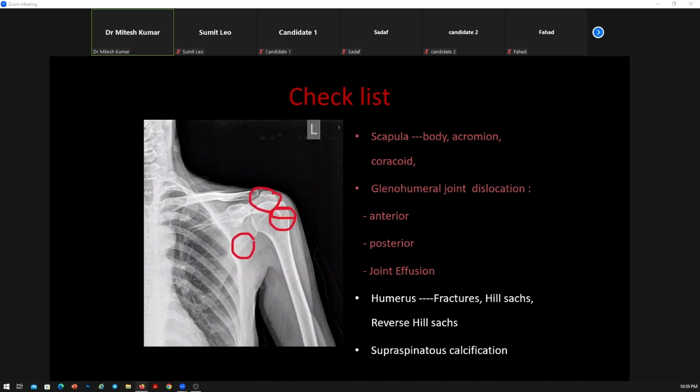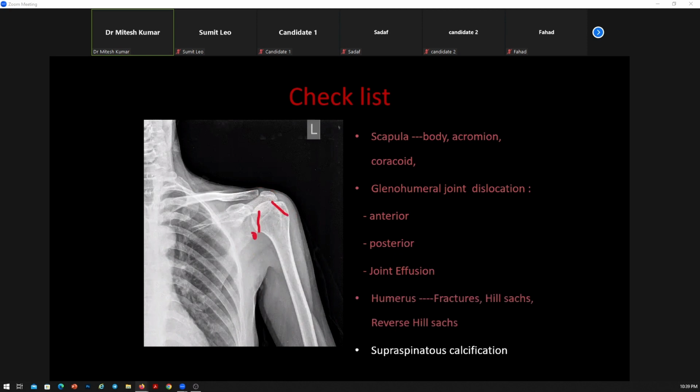Next is glenohumeral joint dislocation. This could be either an anterior dislocation in which the humeral head comes inferiorly with respect to the glenoid rim, or we can have a posterior dislocation in which the humeral head will go superiorly. Sometimes we can have a joint effusion which will appear like a fat blood interface, just like we see in knee joint.